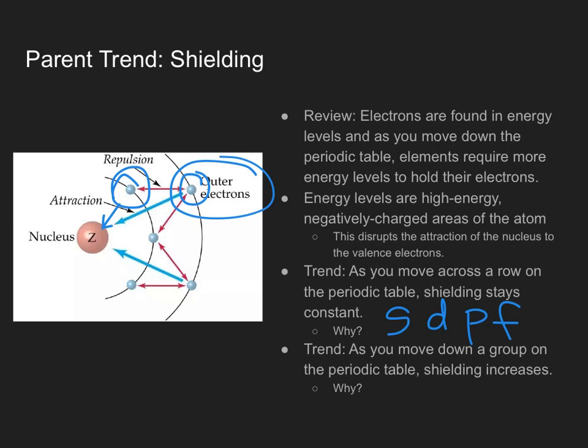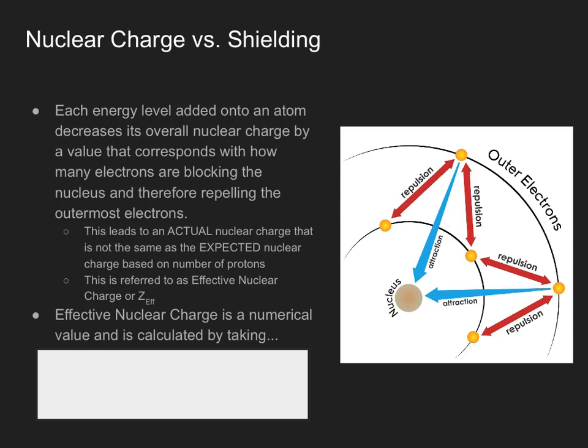As you move down a group, though, you are adding energy levels, and so therefore, I'm just going to put EL for energy levels, you increase the amount of repulsion from those inner energy levels. Now, how do we deal with this interaction between nuclear charge and shielding? Every time we add an energy level, we're going to ultimately decrease the overall nuclear charge because every energy level is going to have electrons in it that repel the outermost electrons.